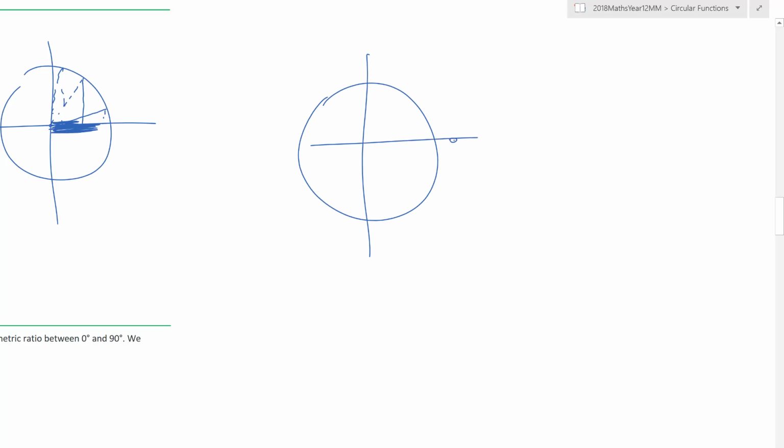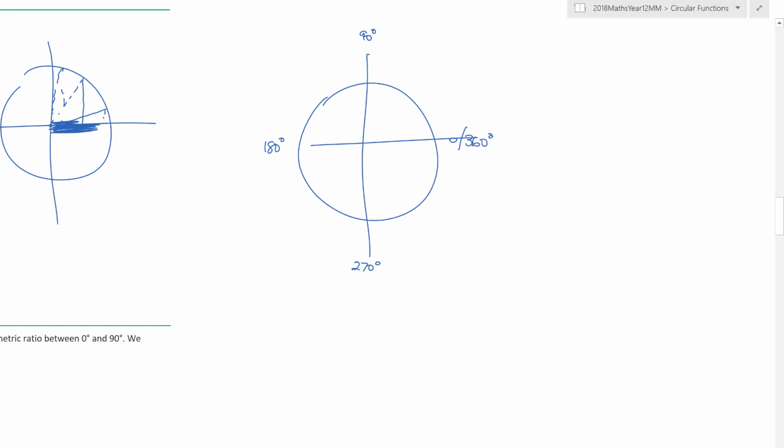Imagine I have 0 degrees there. Now, the unit circle is always measured anti-clockwise, right? You go around it anti-clockwise. So 0, 90, 180, 270 slash 360 degrees.